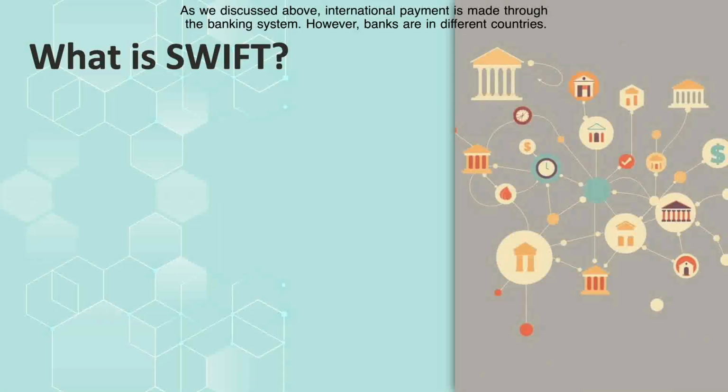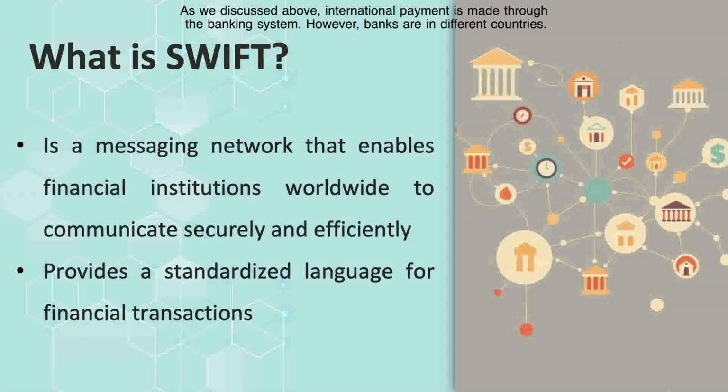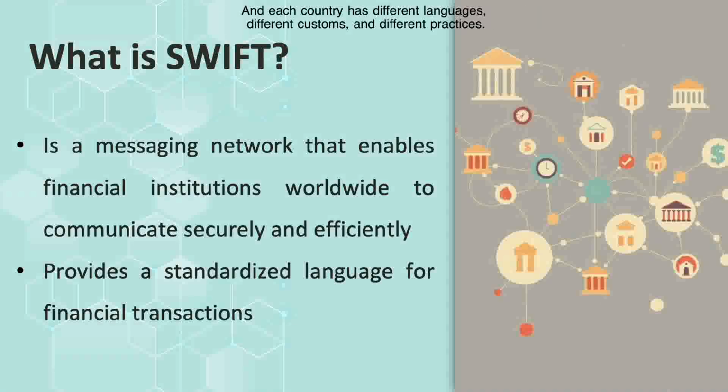As we discussed above, international payment is made through the banking system. However, banks are in different countries, and each country has different languages, different customs, and different practices. Therefore, it is very important to ensure there is no misunderstanding in communication between banks. Hence, there is indeed a common protocol for such communication. Nowadays, the SWIFT system is easy and reliable, and banks can communicate with each other.